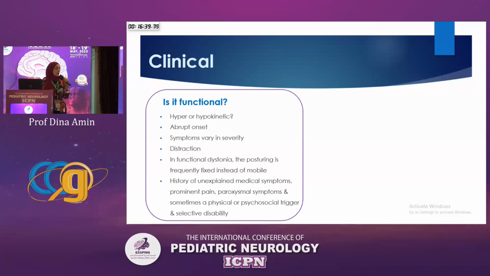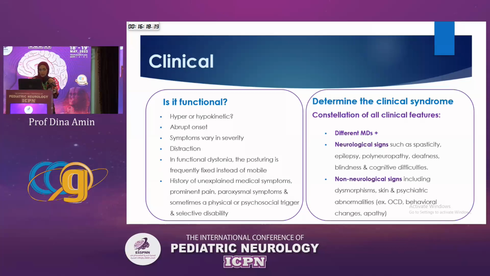We have to ask also about history, take a very detailed history: whether there are any preceding medical symptoms, prominent pain, paroxysmal symptoms, sometimes physical and psychological triggers, and selective disability. Sometimes it's very challenging to identify whether it's functional or non-functional, because they can coexist in the same patient. Now, we need to also look for other clinical syndromes.